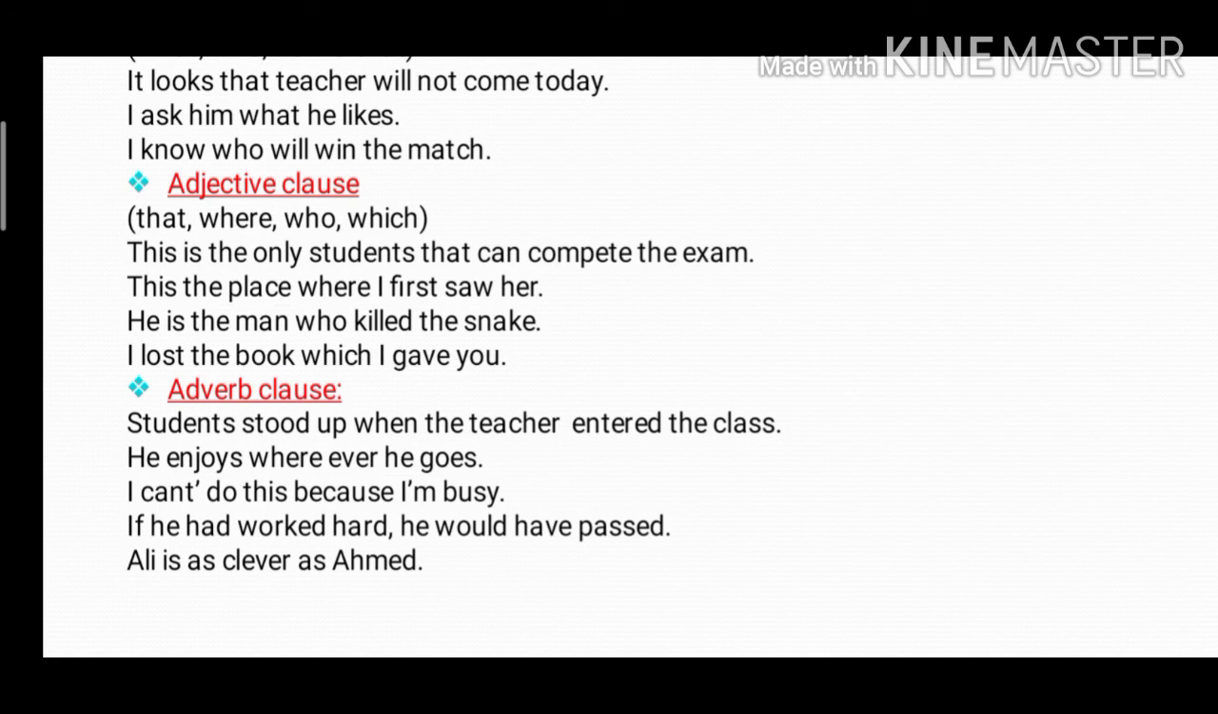Now we will study the adjective clause. An adjective clause also requires these four words: that, where, who and which. With the help of these words we can make an adjective clause. How? According to number 1, this is the only student that can complete the exam. Guys, here you will notice that represents a student. Here, that can complete the exam is our adjective clause. How? Because here you will notice that represents a student.